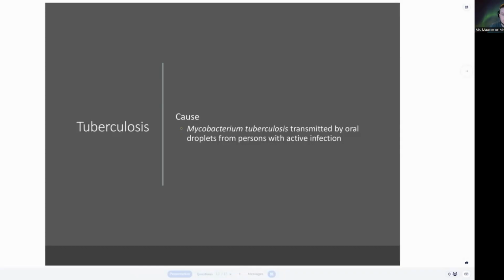Tuberculosis, TB. The cause of TB is a specific bacterium called Mycobacterium tuberculosis. Fits the name. TB is typically how people shorthand it. This is basically transmitted by, again, that oral droplet route from person to person, and the person has to have an active infection of TB.